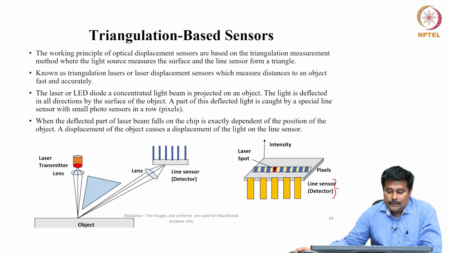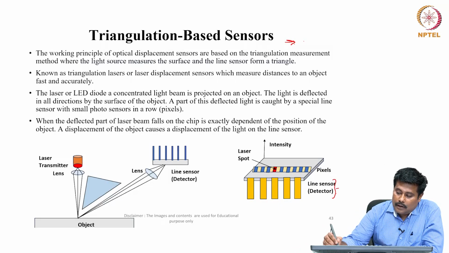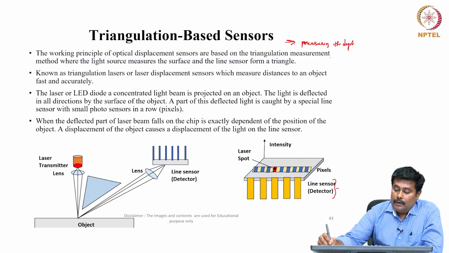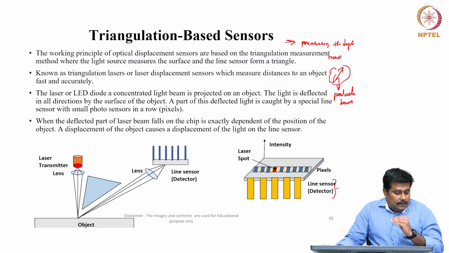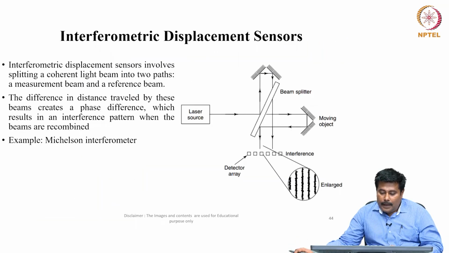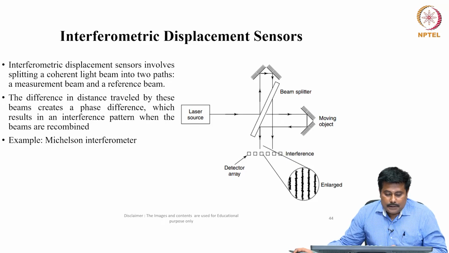Now, this triangulation principle has a potential application towards measuring the displacement of a micro robot within a particular boundary. Within this particular boundary, if we need to measure the displacement, such a triangulation based system will be highly helpful. Now, let us talk about the interferometer based displacement sensor.